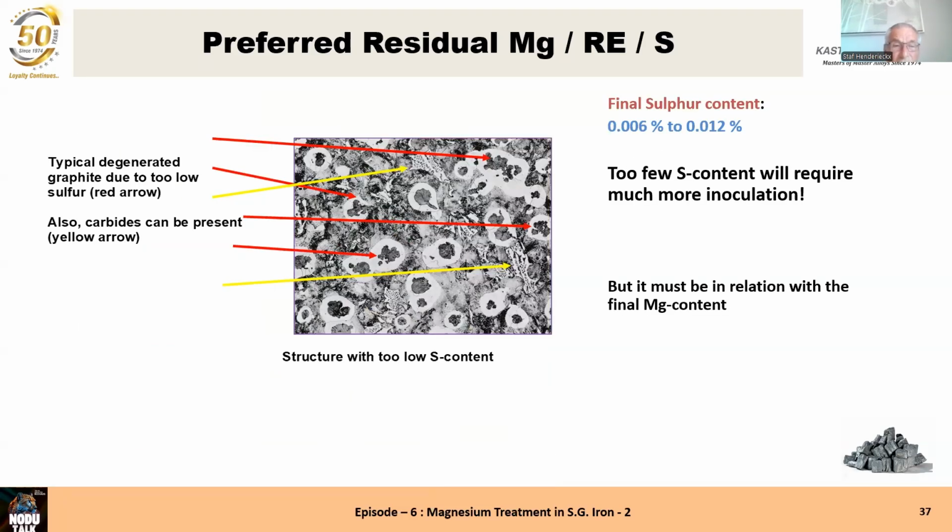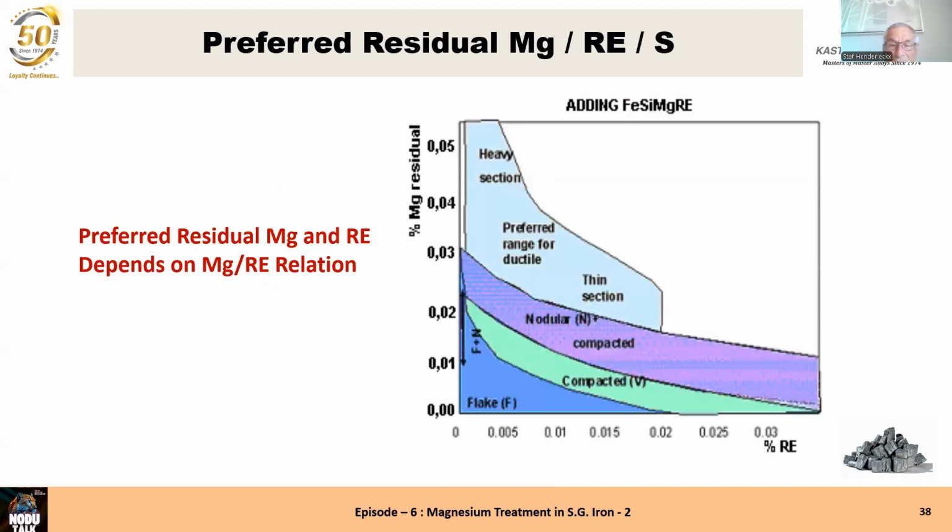If the sulfur is too low, you can have degenerated nodules and you can have carbides. If you see here, this is the result from 0.004% of sulfur. The red arrows show you not good nodules, and the yellow arrows show you carbides. So don't think that the low sulfur content is the best. Definitely not.